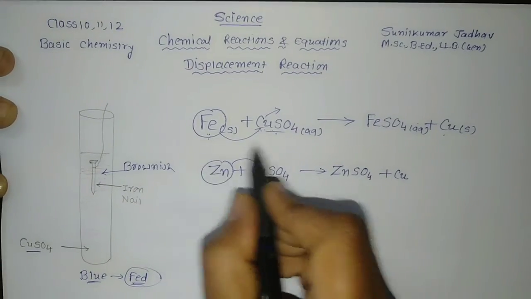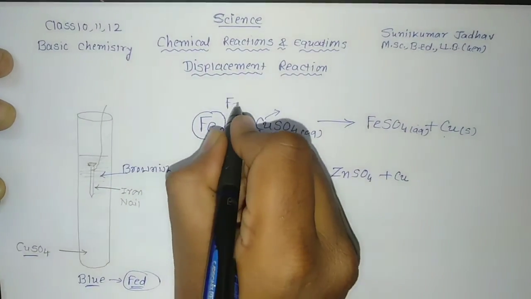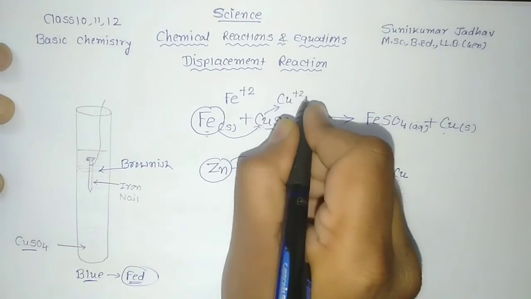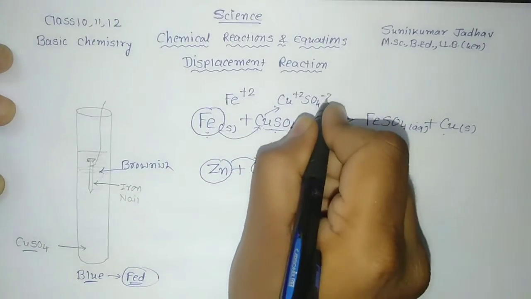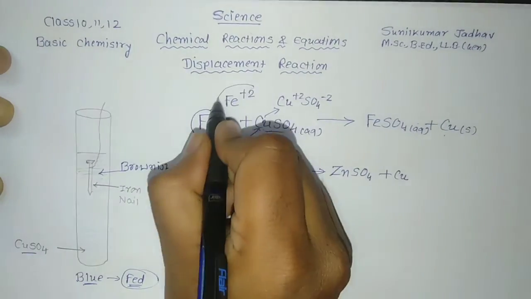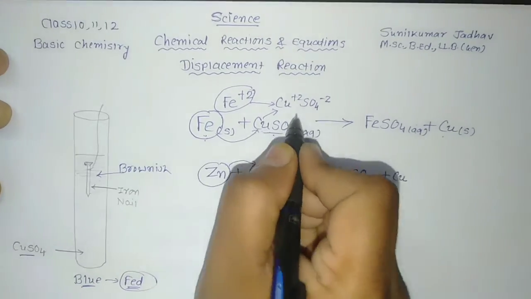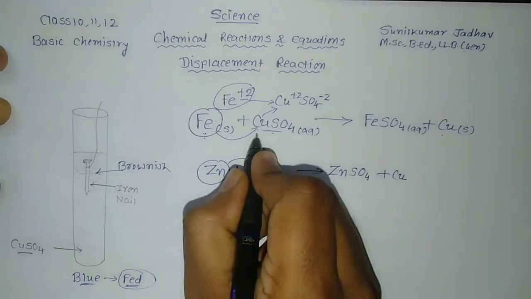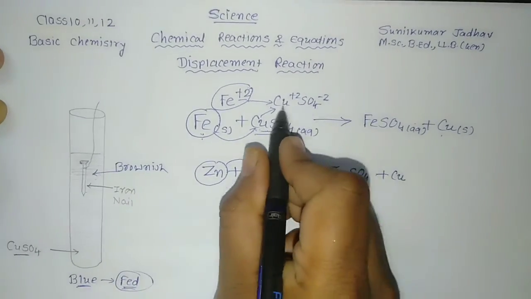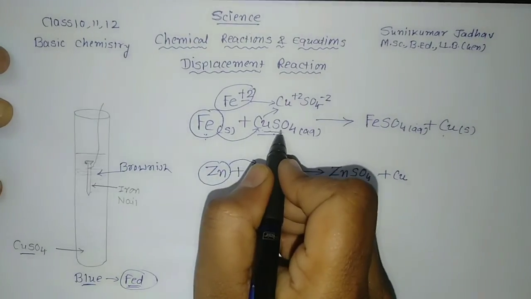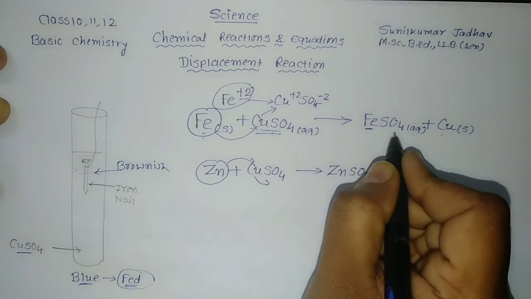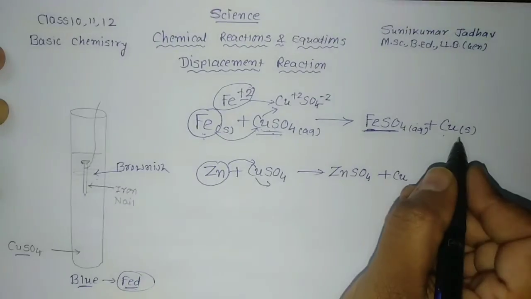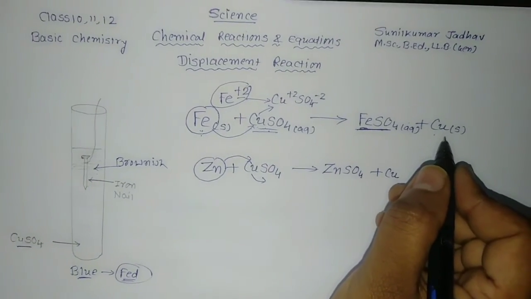ZnSO4. We can even see it through the charge. This Fe has a charge, that is Fe plus 2, copper Cu plus 2 and SO4 minus 2. What happened over here? This Fe plus 2 removed the copper from the solution and takes place of it. It is plus 2 and minus 2, balanced CuSO4. But while this Fe is taking place of it, it will be Fe plus 2 and SO4 minus 2, it is balanced and it is FeSO4, and this Cu plus 2 will be removed in the form of solid.